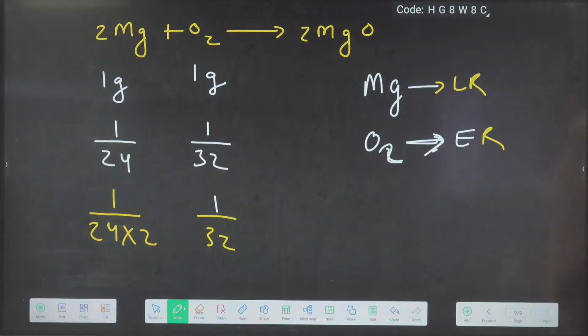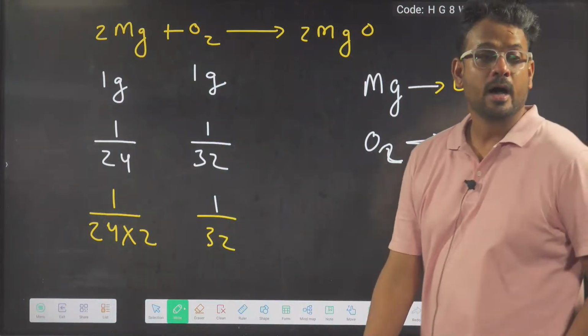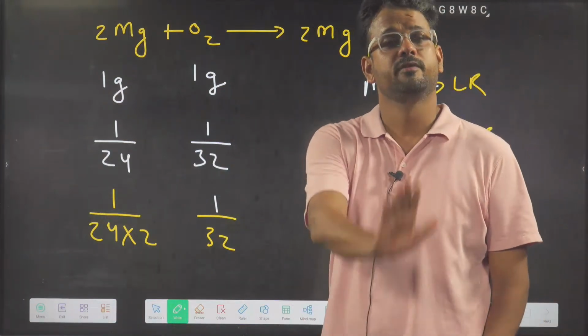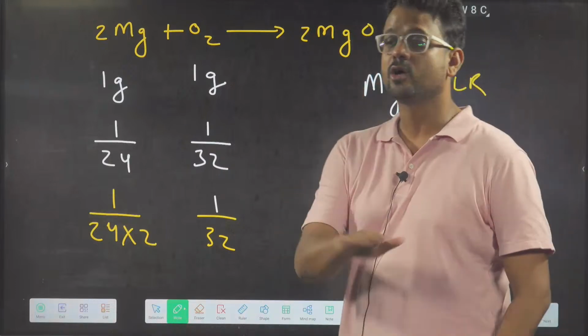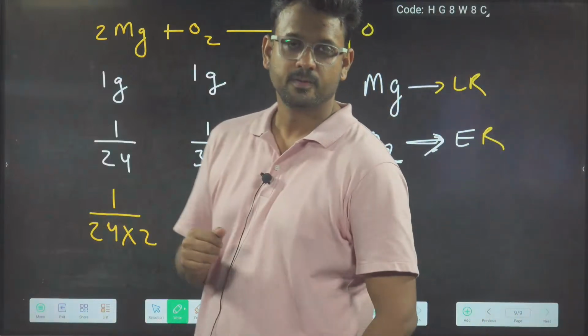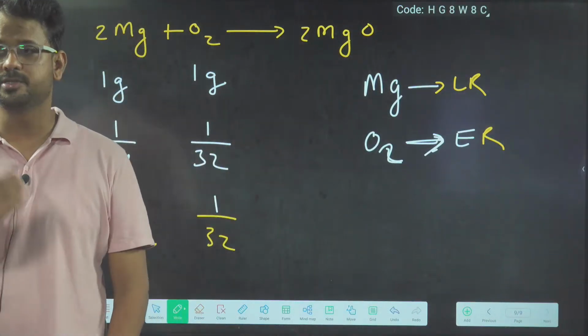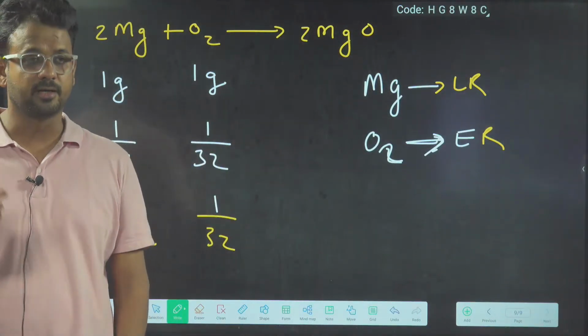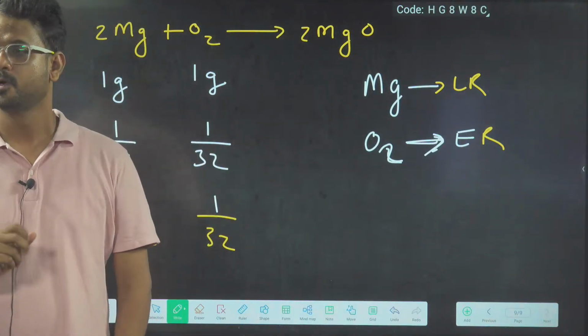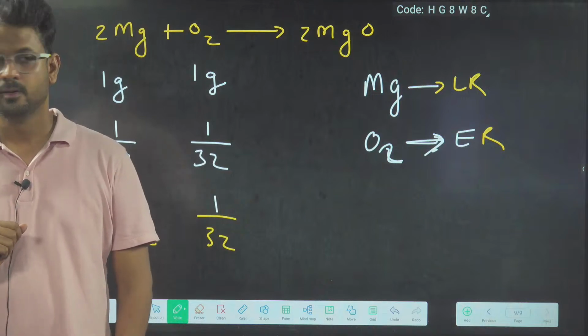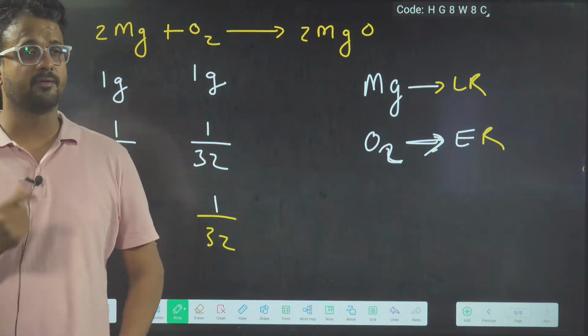Is this understood, everyone? Harshvardhan, we will not say 2 Mg, we will only say Mg. 2 is the coefficient of Mg. Mg is the limiting reagent. We will not say 2 Mg is the limiting reagent. 2 Mg is not a reagent, 2 Mg is the coefficient. Mg is the reagent, 2 is the coefficient. Okay, is this clear?